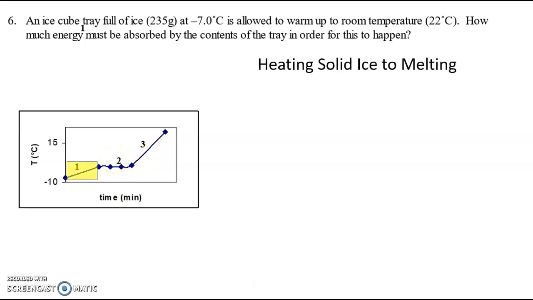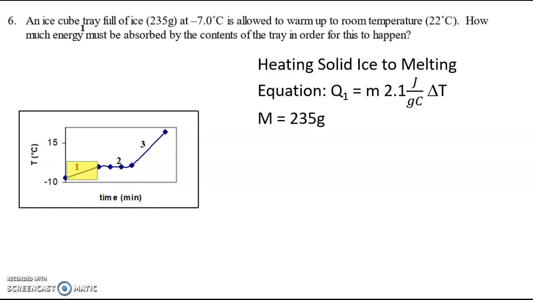We're going to look at heating solid ice to melting. Our equation for that is the mass of the ice times 2.1 joules for every gram for every degree Celsius. That's the heat capacity for ice. And then our delta T, our change in temperature. We're at -7, and we have to heat it up to 0, which is the melting point for water. Our mass is 235, so our delta T is 7. That -7 up to 0, we have to warm it up 7 degrees, right?